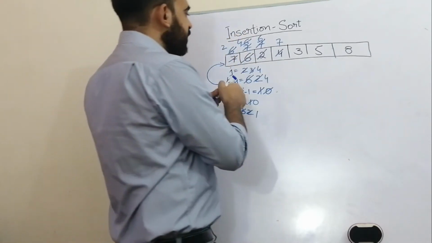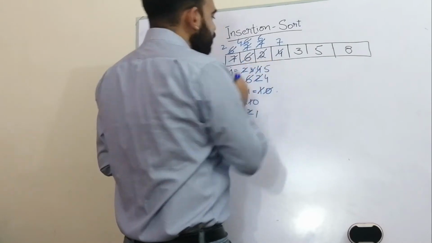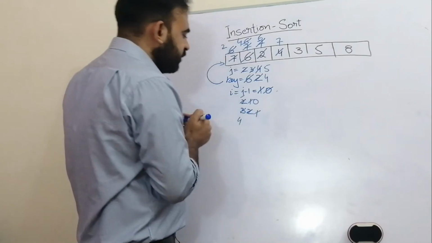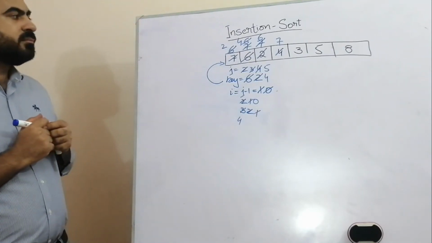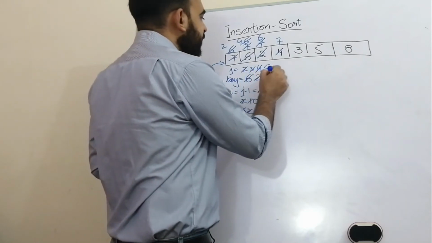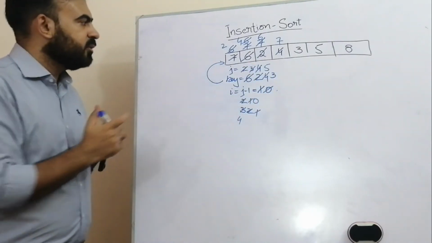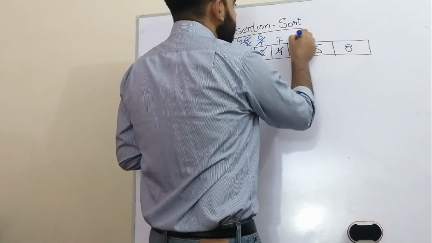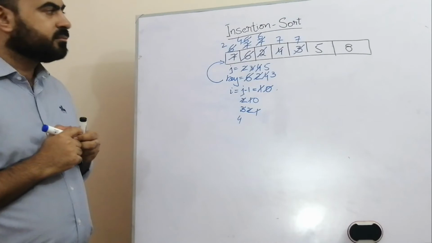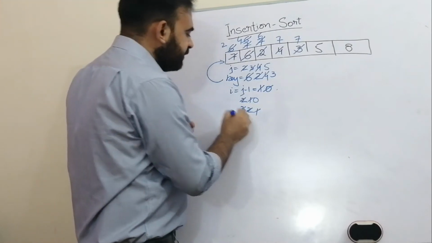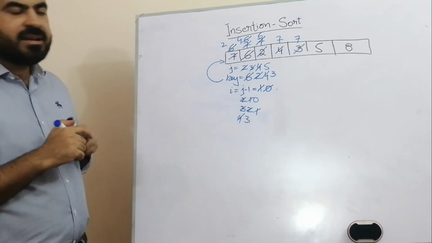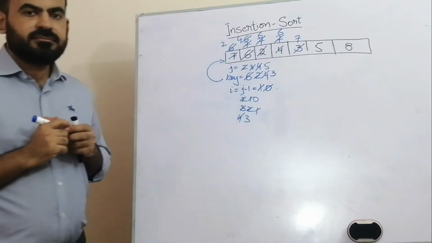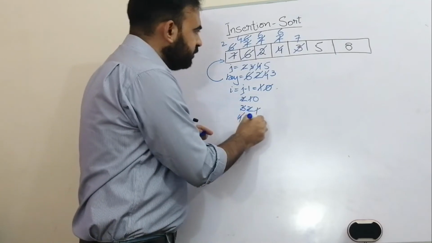Then j will be incremented to 5. i will be reset to j minus 1, which is 4. And what is our key now? It is 3. So we will compare key with the previous element, which is 7. 7 is larger than 3, so 7 will move. i will be decremented to 3. Then key will be compared with the previous element. 6 is also greater than 3, so 6 will move here. And then i will be decremented to 2.